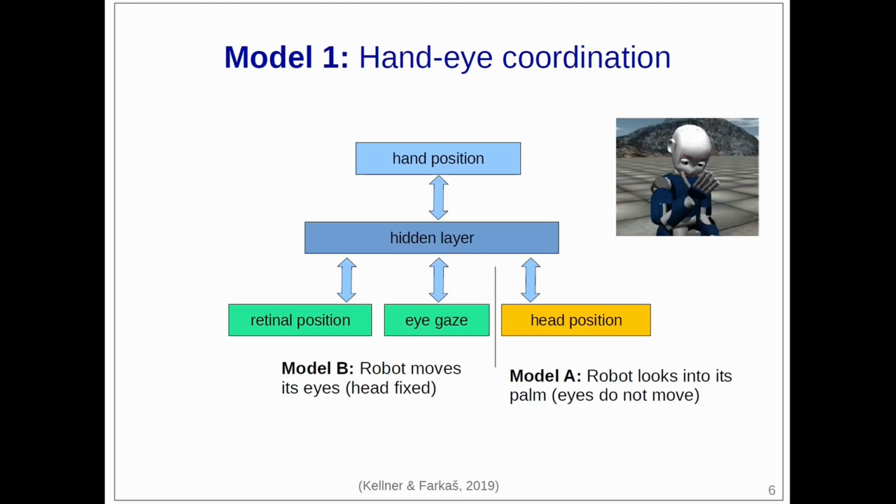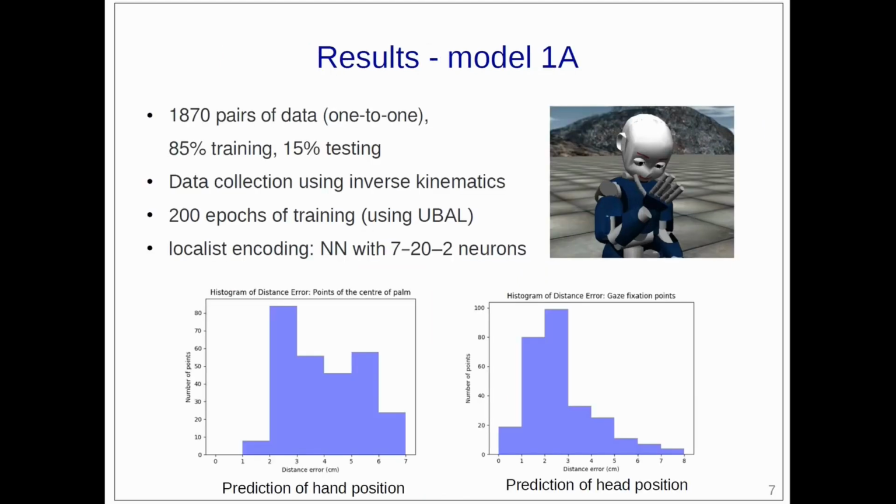And so one can use a UBAL for this. If you take just this model, you just have the pairs of these values and establish a mapping that's bidirectional. You can retrieve one from the other and vice versa. So the model is very simple. You need to collect some data pairs, and using this, the training is very fast. You just need a very small network. For this model A, you just need 7 degrees of freedom for hand position, and just 2 degrees of freedom for head position, like pan and tilt. That's all, and just 20 hidden neurons.